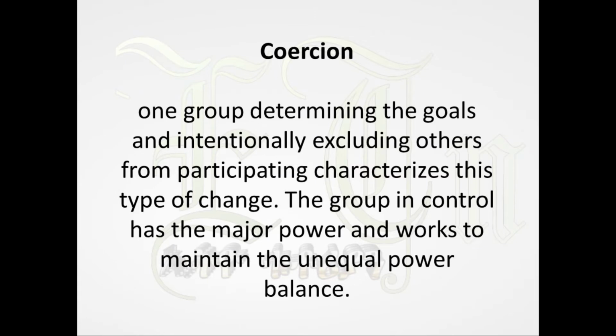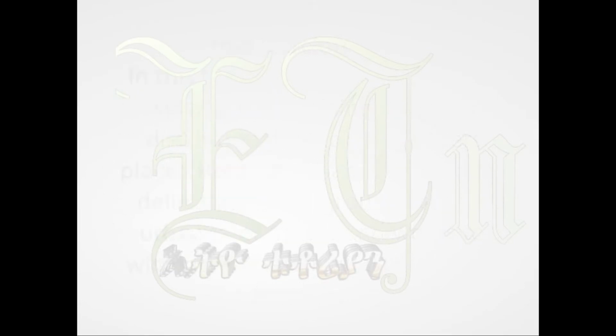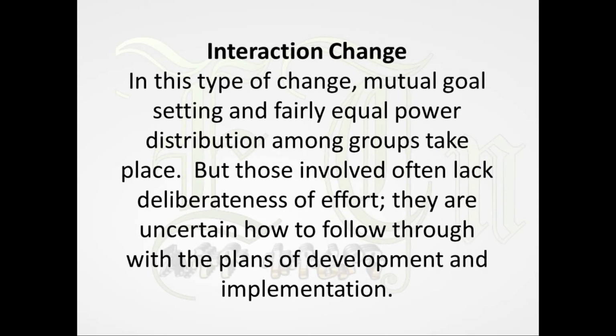Coercion. One group determining the goals and intentionally excluding others from participating characterizes this type of change. The group in control has the major power and works to maintain the unequal power balance. Interaction change. In this type of change, mutual goal setting and fairly equal power distribution among groups take place. But those involved often lack deliberateness of effort. They are uncertain how to follow through with the plans of development and implementation.